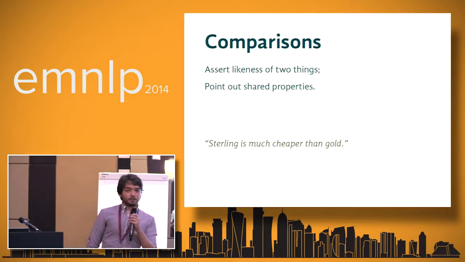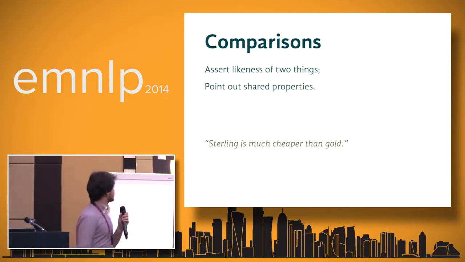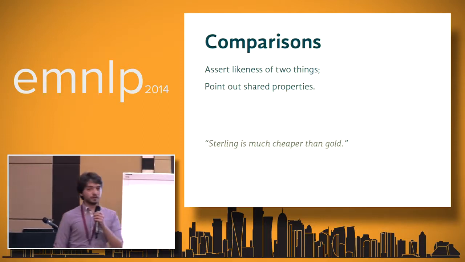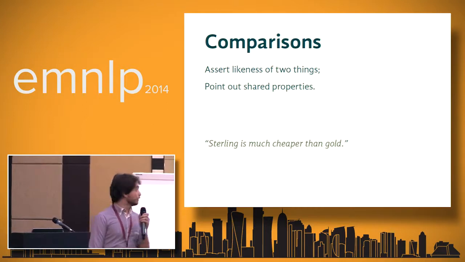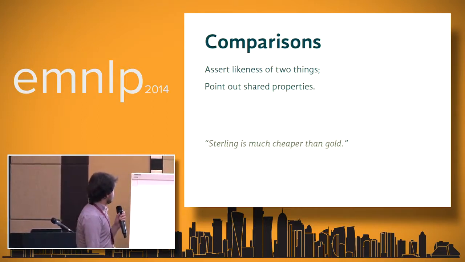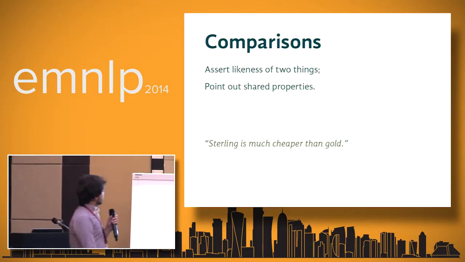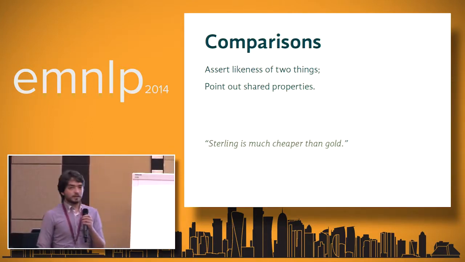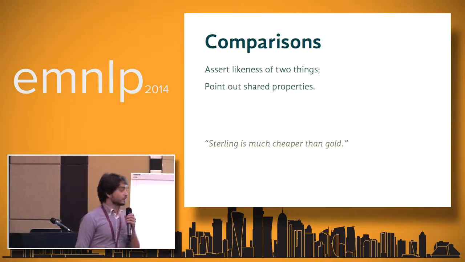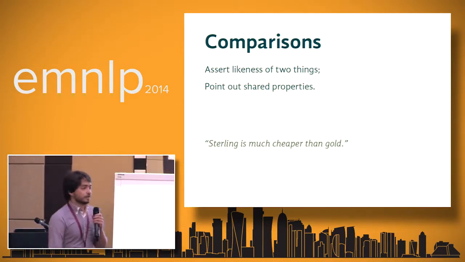Comparisons are phrases that assert likeness or unlikeness between two things. They're commonly used in language, and they usually point out shared properties. A simple example is "sterling is much cheaper than gold," and this is a comparison between two metals, sterling and gold, with respect to a common property, which is the price.